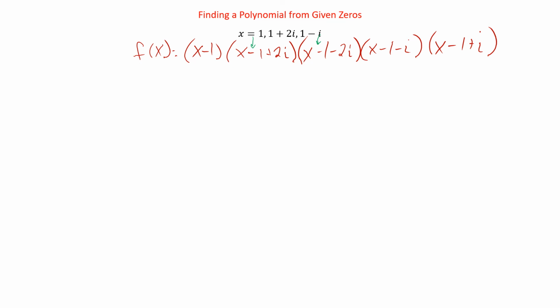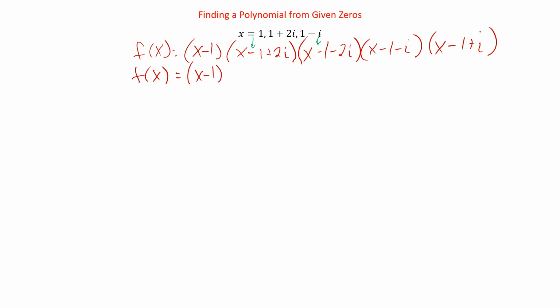A lot of the times it's going to tell you to find the polynomial in standard form, which just means we need to multiply this out. We're going to have a 5th degree polynomial because we have 5 roots. And when we multiply them out, I would multiply out the complex number with its conjugate first, because that'll get rid of your imaginary numbers. So f of x equals x minus 1.